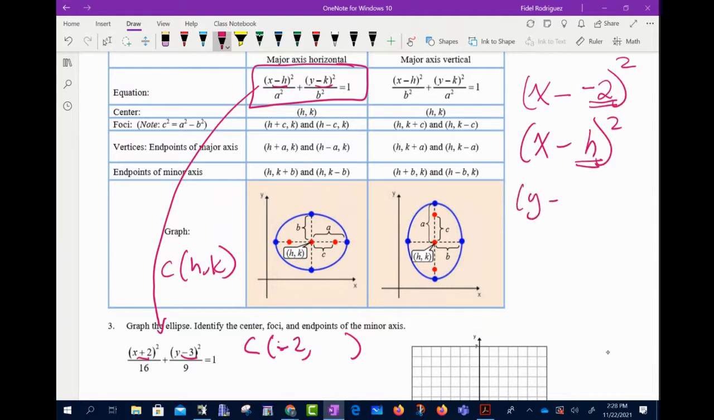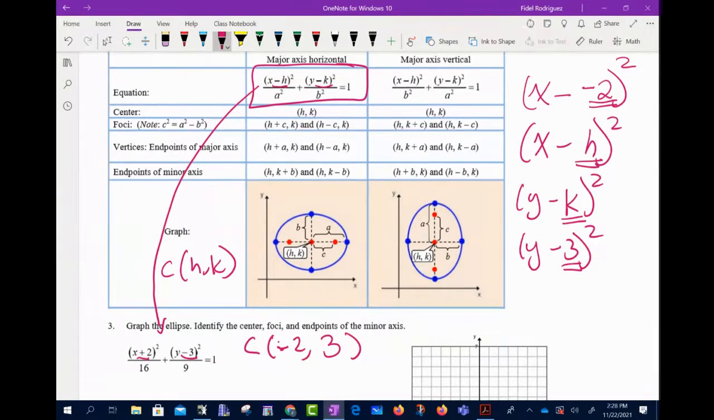Now look at the next one. It's y minus k squared, and we have y minus 3 squared. So wouldn't we say k is the same thing as the number what? Positive 3, right? Because it's a minus k and we have a minus 3. So k and 3 are the same.